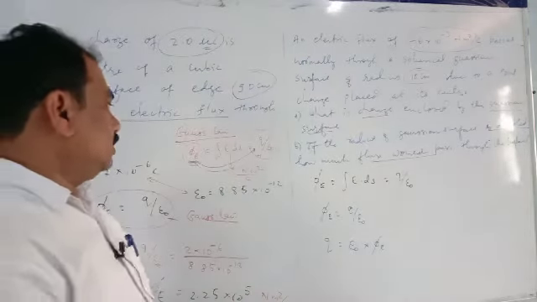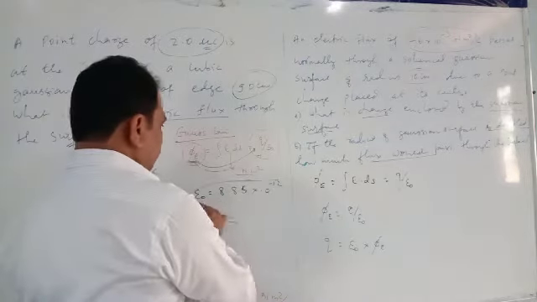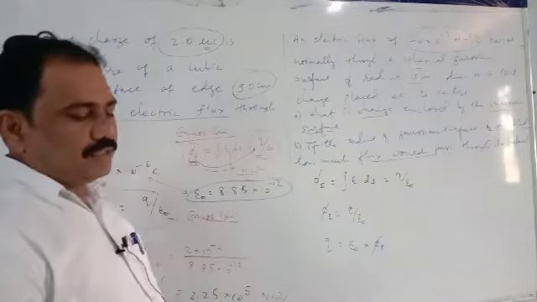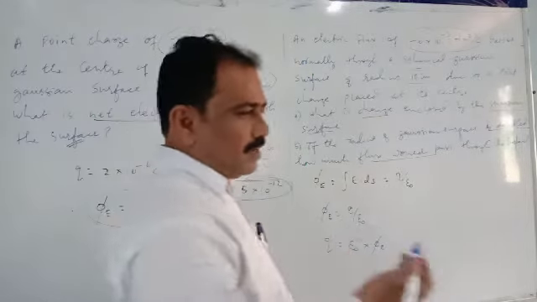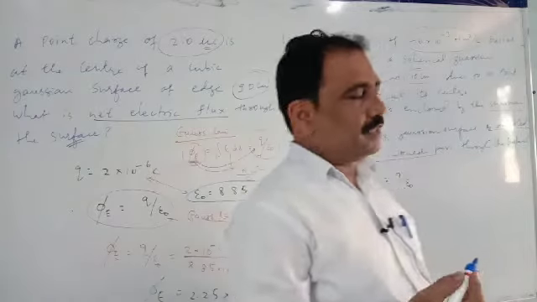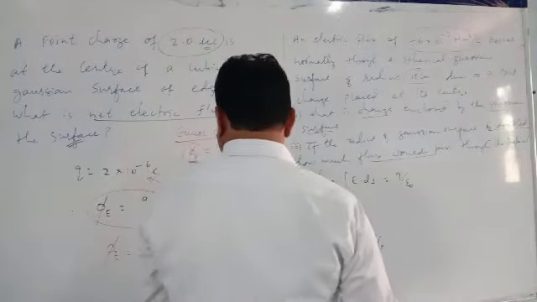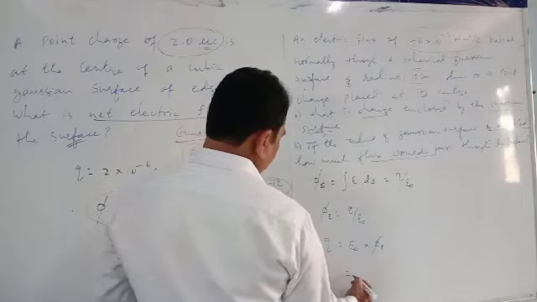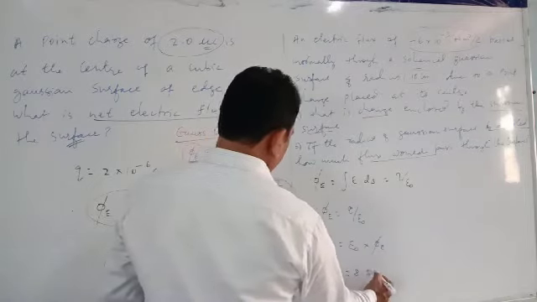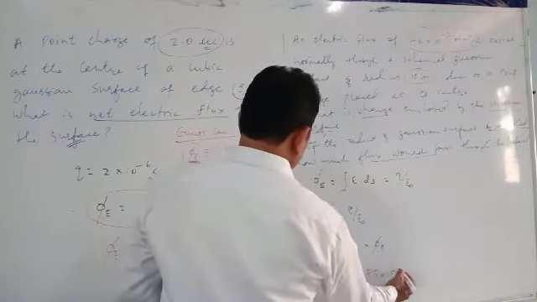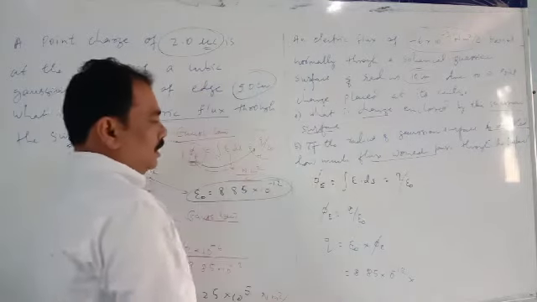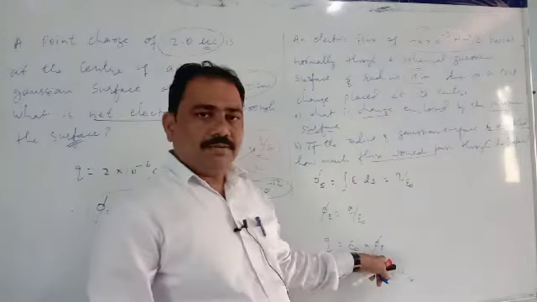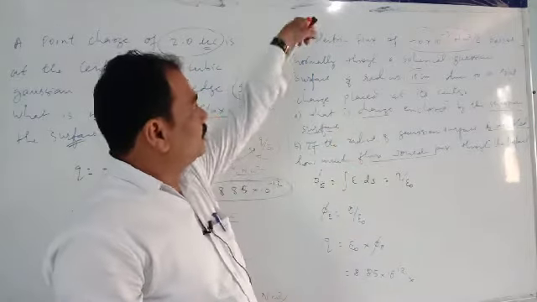The value of epsilon naught is a constant, you should memorize it. That is the value of the electrostatic constant, 8.85 into 10 to the power minus 12. So we can put here 8.85 into 10 to the power minus 12 multiplied by total electric flux, and total electric flux is given in these applications.